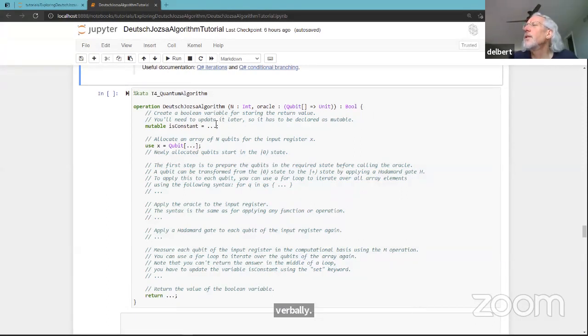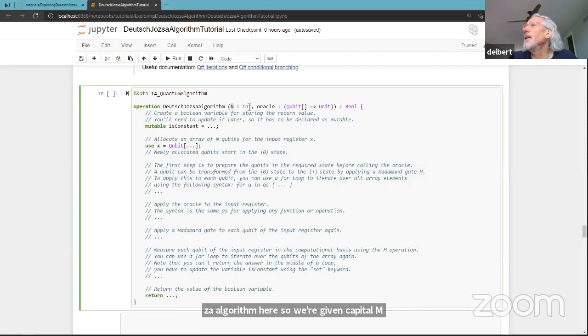So anyway, let's jump into our Deutsch algorithm here. We're given capital N, an int, which is the number of bits, and we're given a function called oracle that maps an array of qubits to Unit, which again is void. And then we need to return a Boolean from this function. The testing framework is looking for a Boolean answer as to whether it's constant or not.